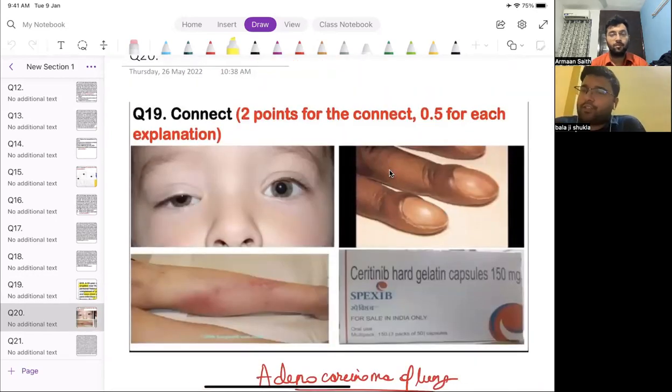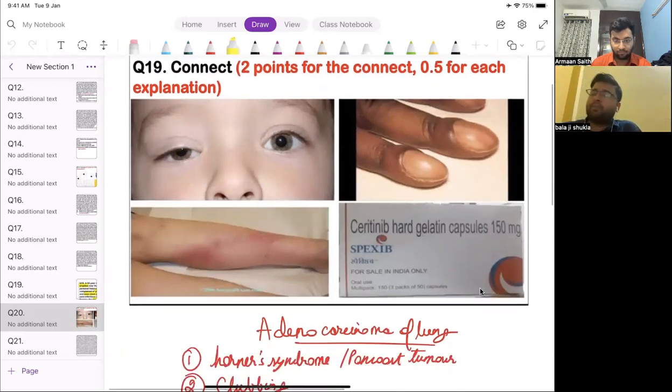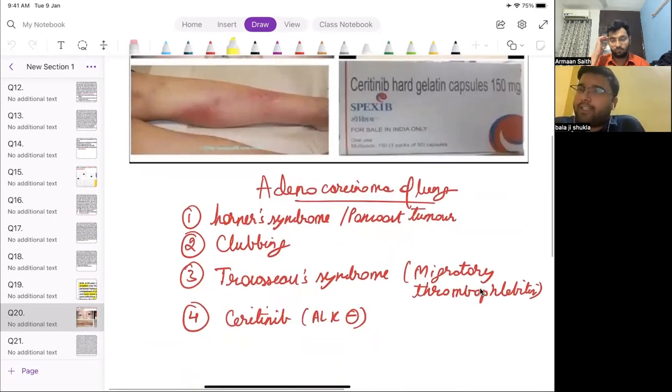This is a connect question showing ptosis. The second picture shows the clubbing of the digits. The third picture shows the migratory erythema, Trousseau phenomena, and the fourth image shows ceritinib, the tyrosine kinase inhibitor, the ALK inhibitor. So we can connect all these and arrive at a conclusion that this is a case of adenocarcinoma of lung.